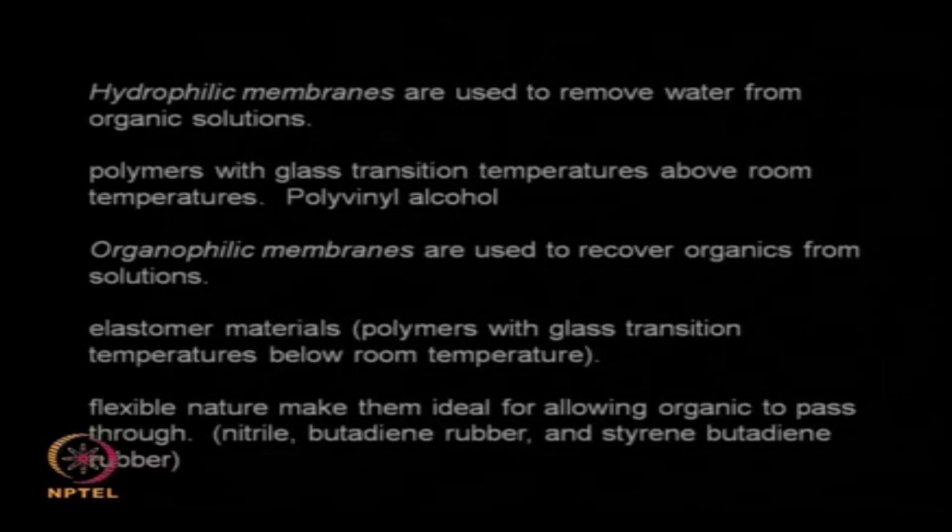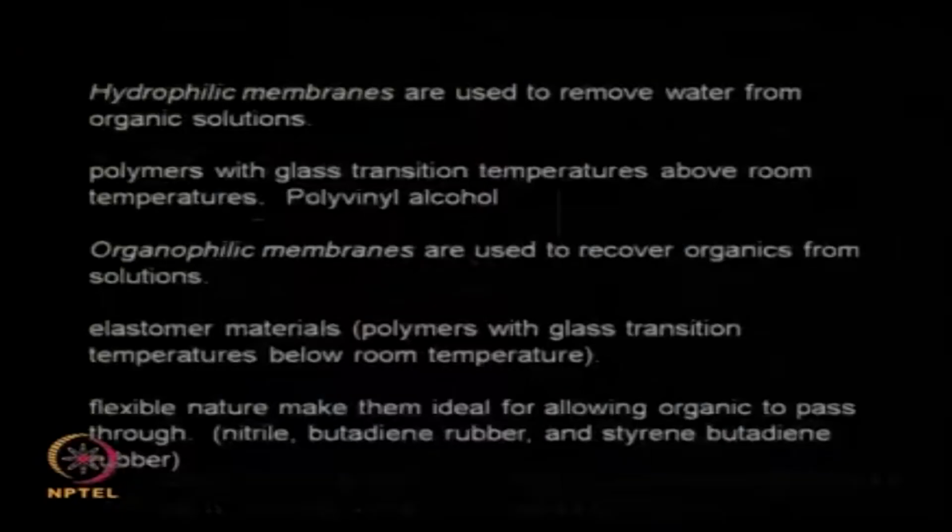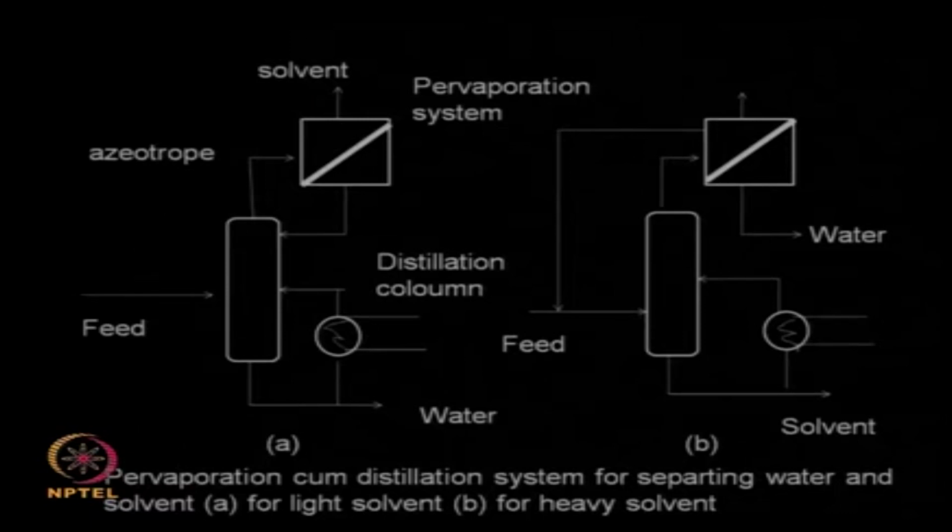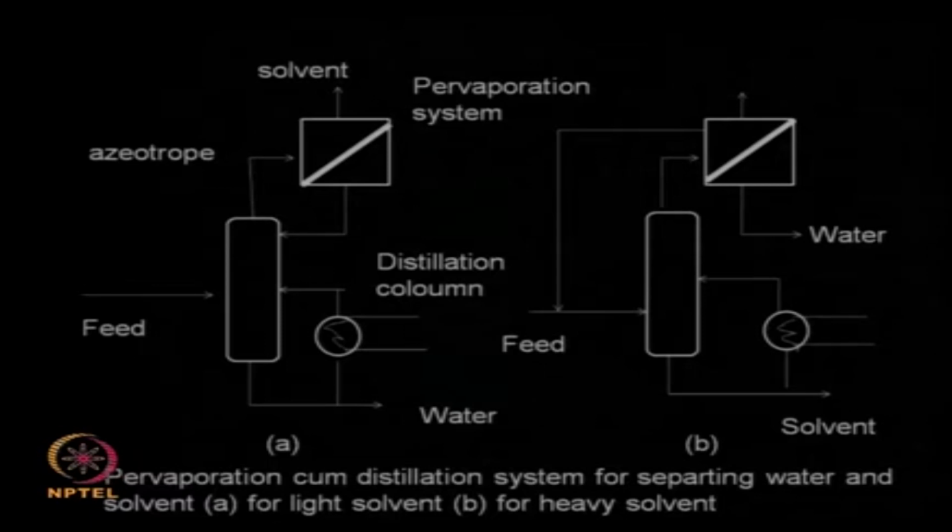So two types of membranes depending upon what you want to remove. Do I want to remove a little bit of water present in a large amount of organic solvent, or do I want to remove a little bit of organic solvent present in a large amount of aqueous stream? Now pervaporation can also be used in distillation, as I mentioned before. You can use it for separating water from a solvent, okay.